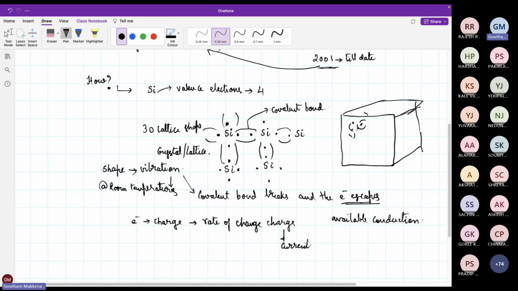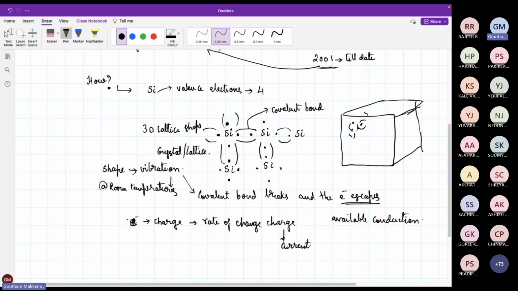So I am more worried about my free electron. Why? Because it is carrying a charge, and the rate of change of charge from one point in time to another point in time results in a current.